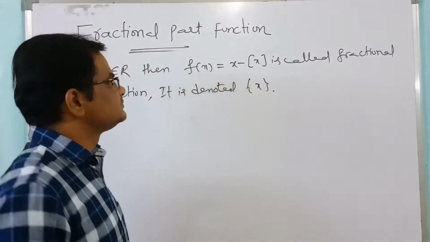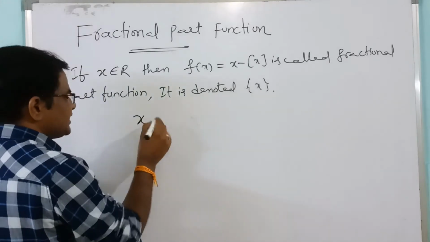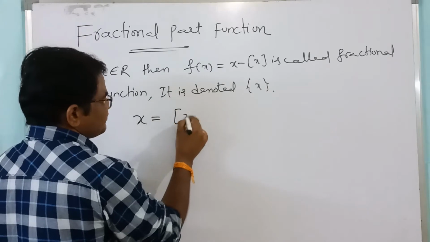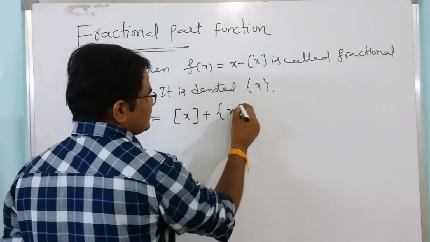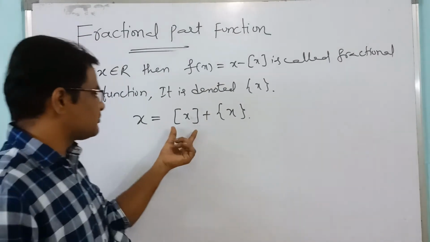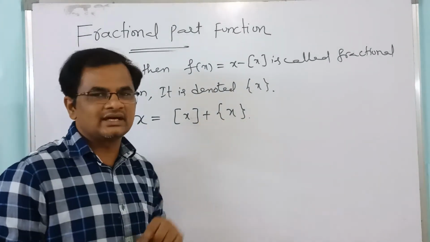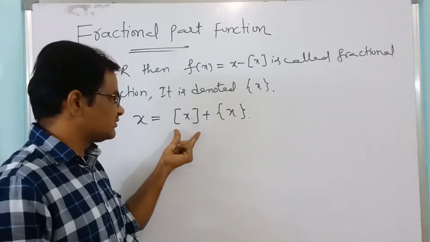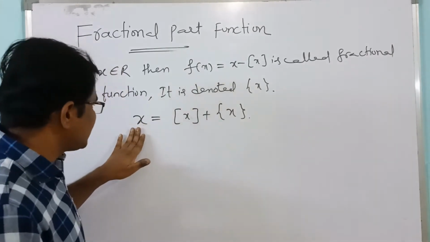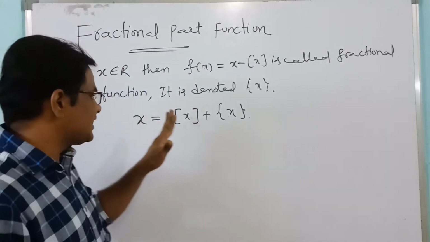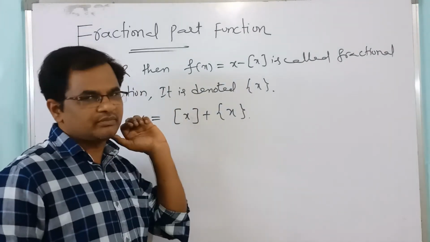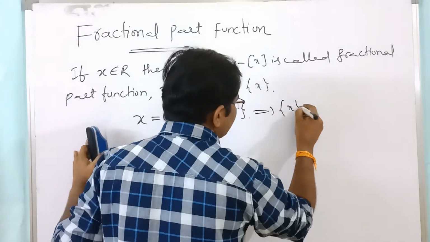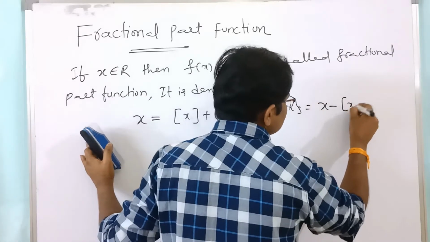We know that any real number, suppose you take x as a real number, can be written as some integer part and fractional part. x equals integer part plus fractional part. Already in the greatest integer function we learned it is represented by this one, right? This is the fractional part. So any real number can be represented as fractional part and integer part, right? Now from this, the fractional part can be written as x minus [x].